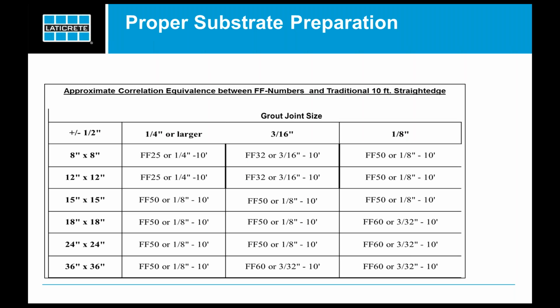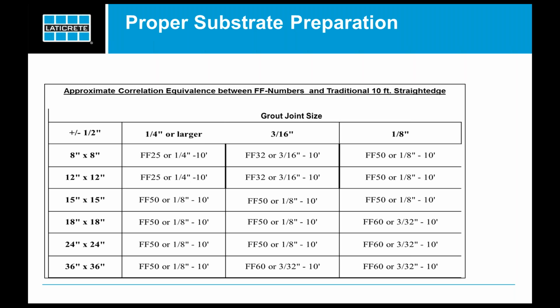So here's a chart that basically talks about floor flatness. That's the FF number. And you'll see different columns here. As the tile size gets larger, the column on the left-hand side, as the tile size gets larger, you'll see that a higher FF number, or floor flatness number, is required in order to make sure that that floor can receive these types of finishes.